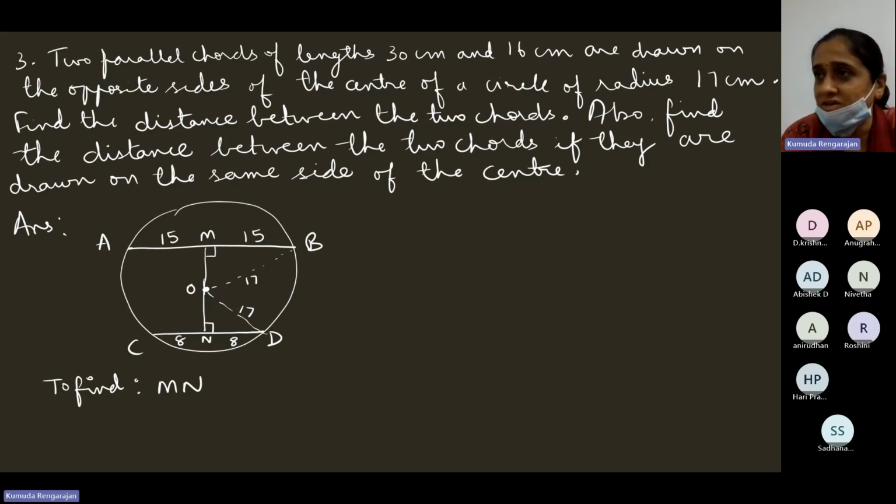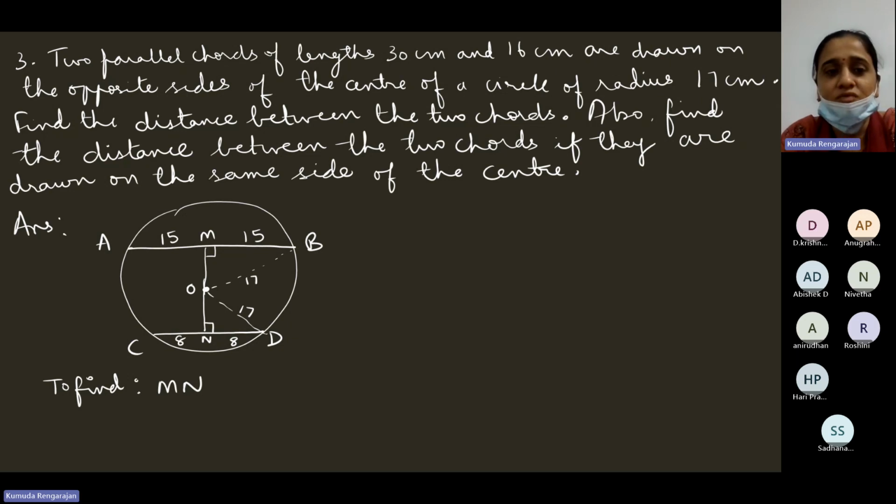Now the radius of the circle is given. Where will you mark that? OB, OD. They represent the radius of the circle, right? Radius is 17. So OB is 17, OD also 17, because both the line segments represent the radius of the circle.